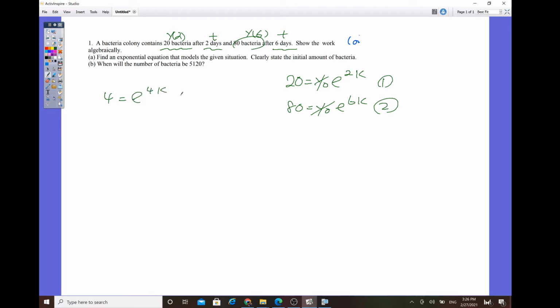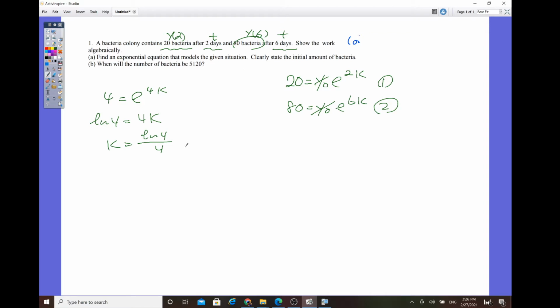And then solve for k. Take the natural log on both sides, so natural log of 4 equals 4k. That means k equals natural log of 4 divided by 4. So for this one, we just wanted to find out the constant first. And again, the initial amount we don't know yet, so we still need to find the exponential equation that models the given situation.